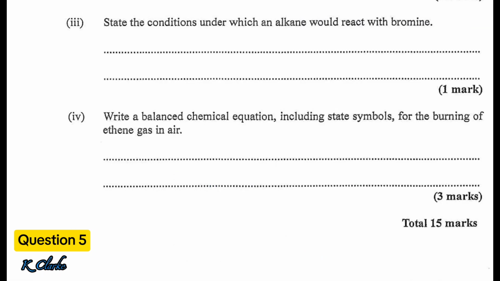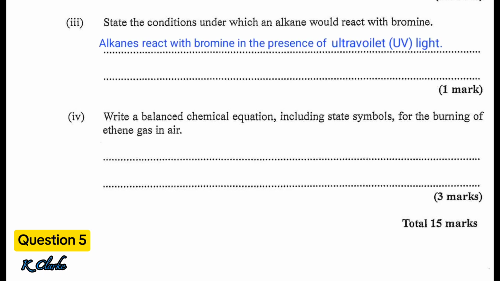Part 3. State the conditions under which an alkane would react with bromine. Alkanes react with bromine in the presence of ultraviolet UV light.